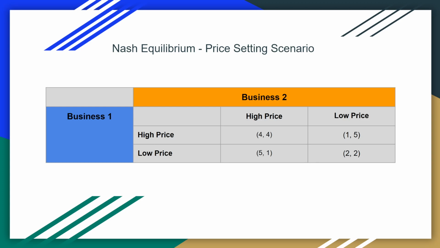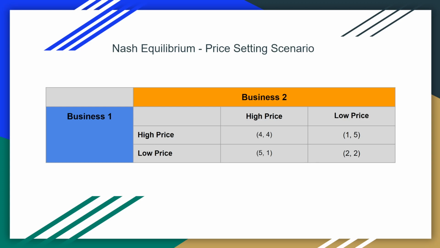Now, let's look at player 2. If player 1 chooses high price, player 2's best response is also high price, since a payoff of 4 is better than 1. If player 1 chooses low price, player 2's best response is low price, as a payoff of 2 is better than 1.